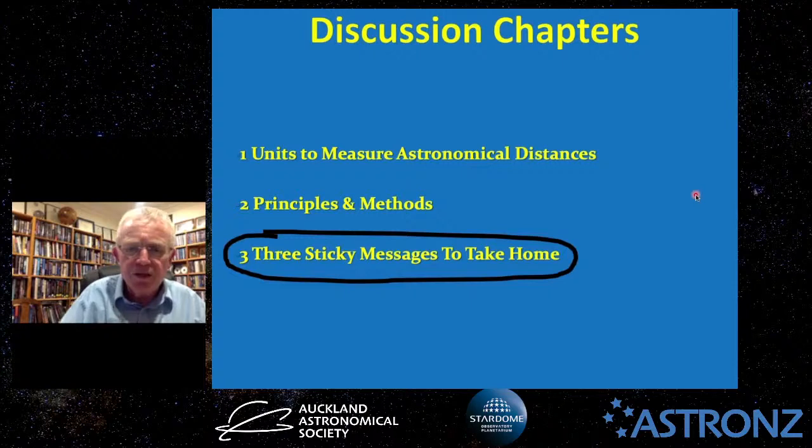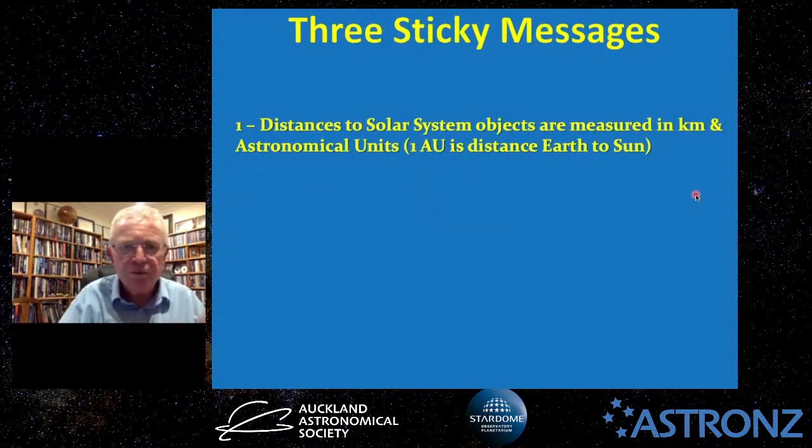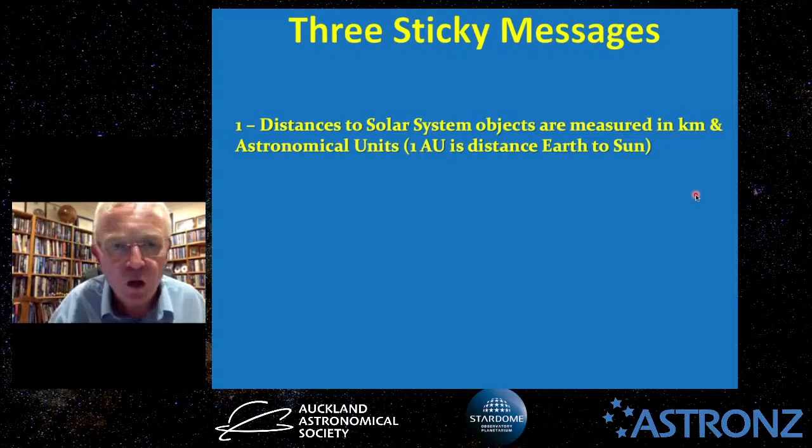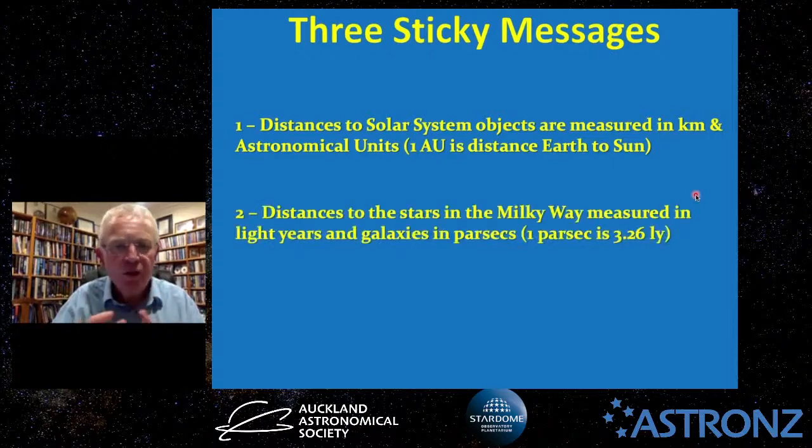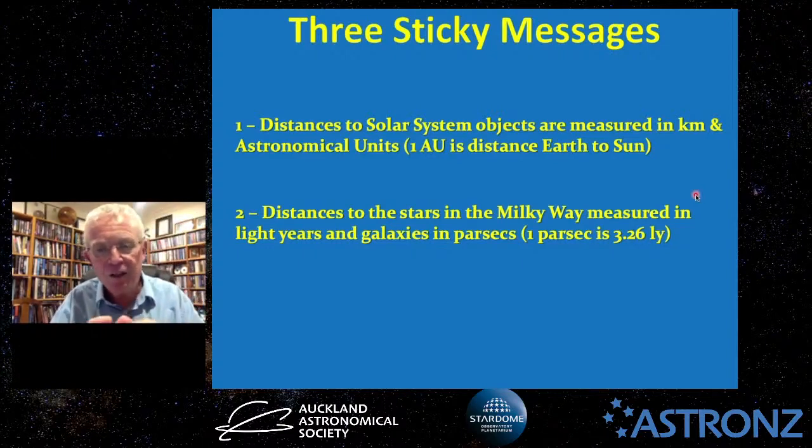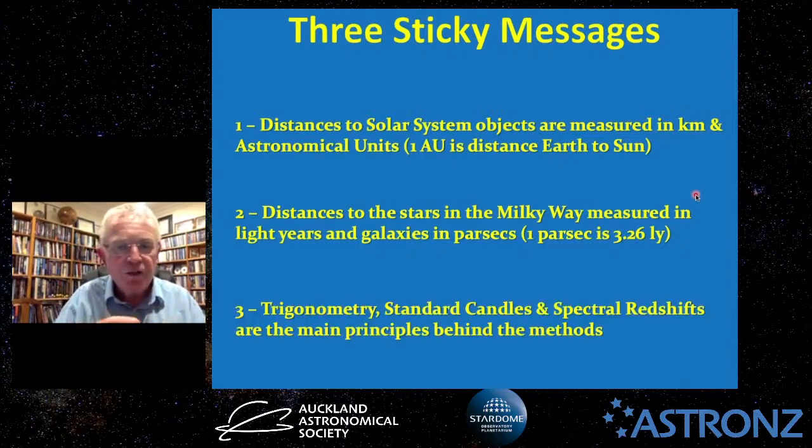So let's move on to our three sticky take-home messages. One, distances to solar system objects are measured in kilometres and astronomical units. One astronomical unit is the distance from the Earth to the Sun. Two, distances to the stars in the Milky Way are measured in light years, and galaxies tend to be measured in parsecs. One parsec is 3.26 light years. Take-home message three is trigonometry, standard candles and spectral redshifts are the main principles behind the methods. We're going to see those later to come, probably in future years.